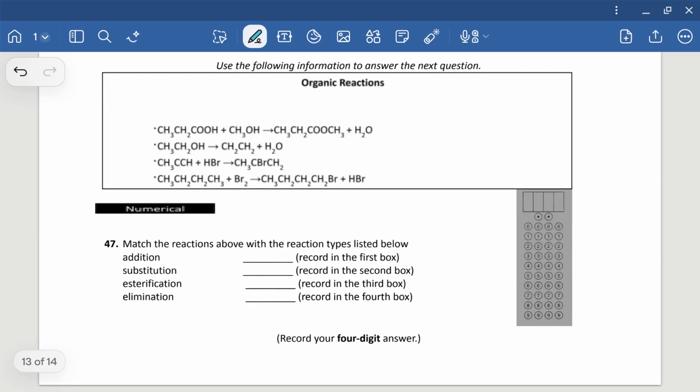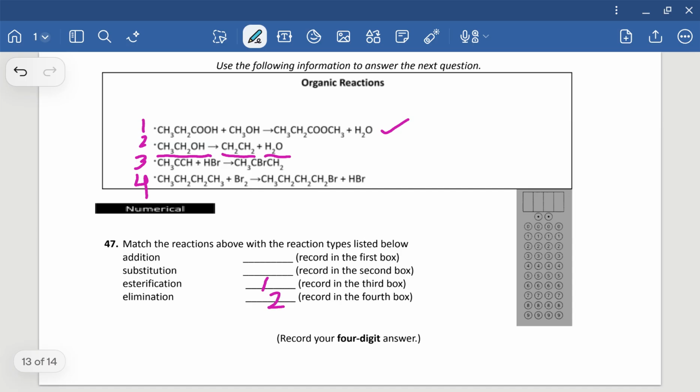This last one on this page, number 47, classifying your reactions. Just go through the ones you know. The first one, I think it's pretty obvious, is esterification, because it would be the hardest one. So the numbers are missing because of course they should be. So number 1. The second one, you're starting with one reactant and producing an alkene and water. So something was eliminated from your reactant. So that would be a number 2 for elimination.